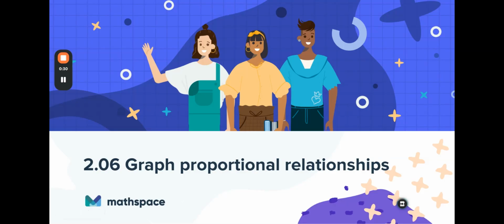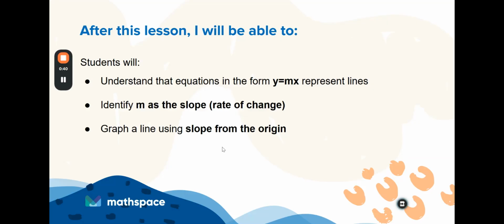So what we're going to be doing, you should have your notes in front of you. We're going to be going over graphing. It's called graphing proportional relationships. It's just a fancy word for saying that we're going to make a line on a graph. So what you're going to be able to do at the end of this is understand that an equation in the form of y equals mx represents a line. This doesn't make much sense right now, but trust me, it will in a second. We're going to identify m as the slope or the rate of change.